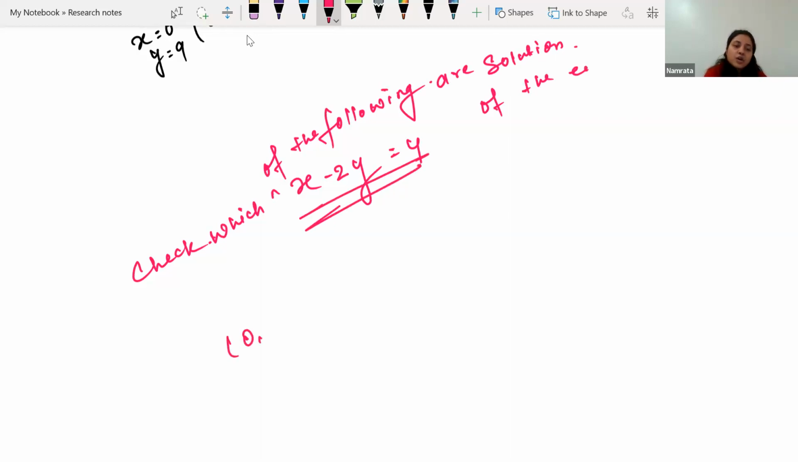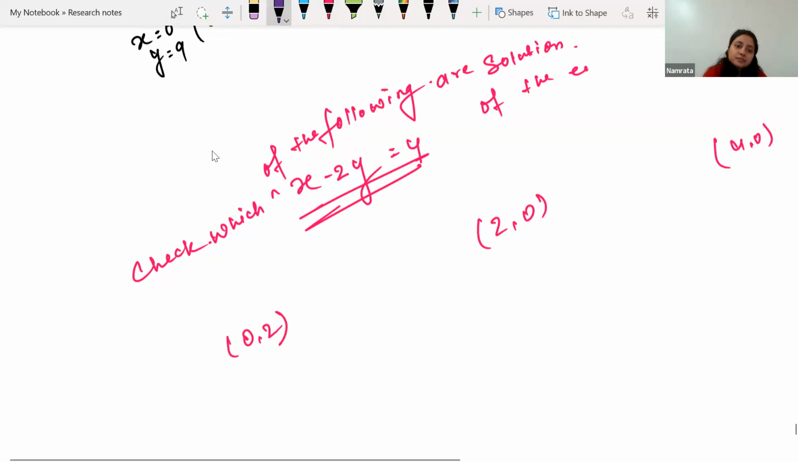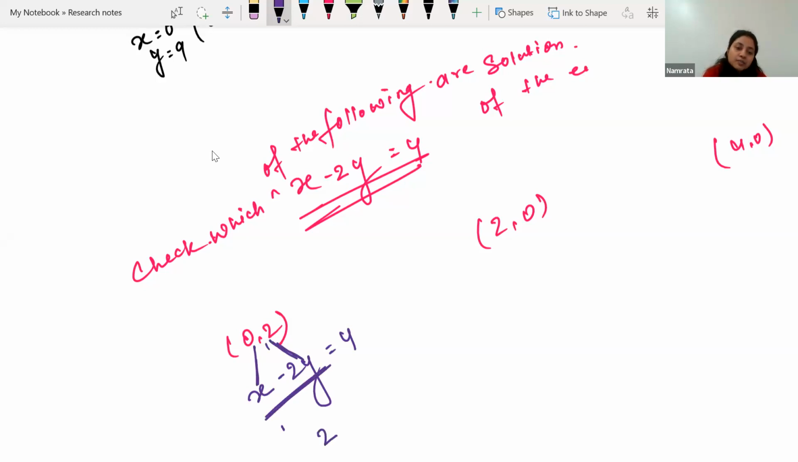If (0, 2) is there, then is it a solution or not, we have to check. If (2, 0) is there, is it a solution or not, that's what we have to check. If (4, 0) is there, whether it's a solution or not, we have to check. So for (0, 2), x minus 2y is equal to 4. We take the left hand side, that is x minus 2y. We substitute x as 0 and y as 2. So it will be 0 minus 2 into 2, that is minus 4. It's not equal to the right hand side. So this point is not a solution.